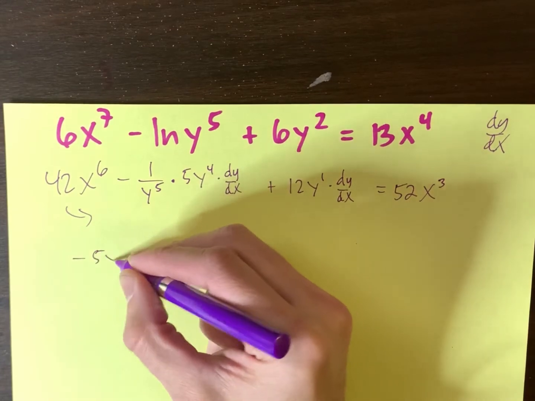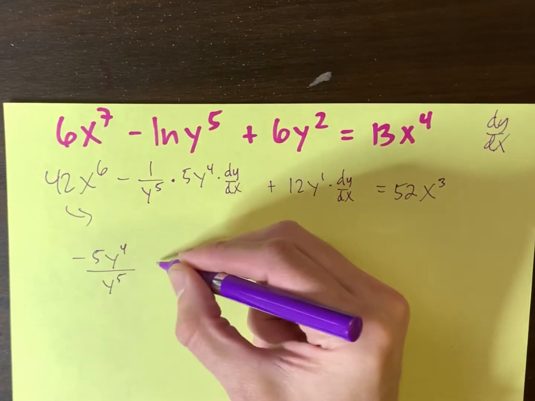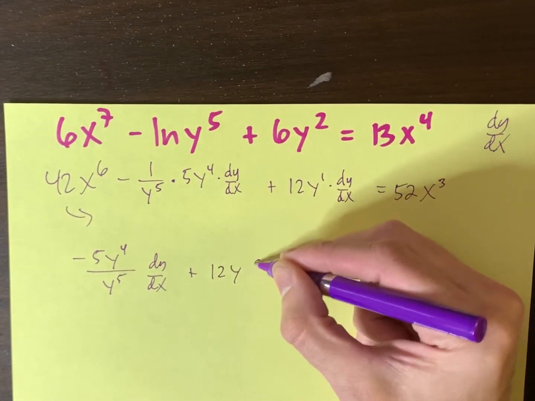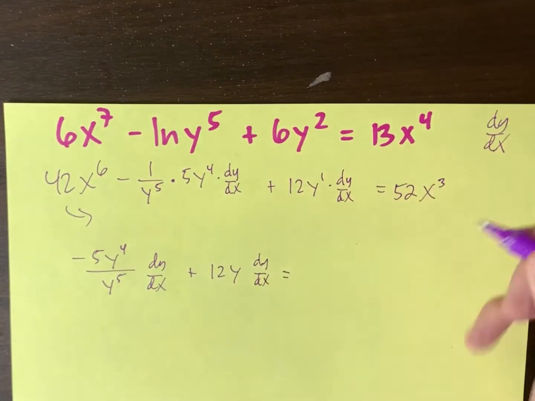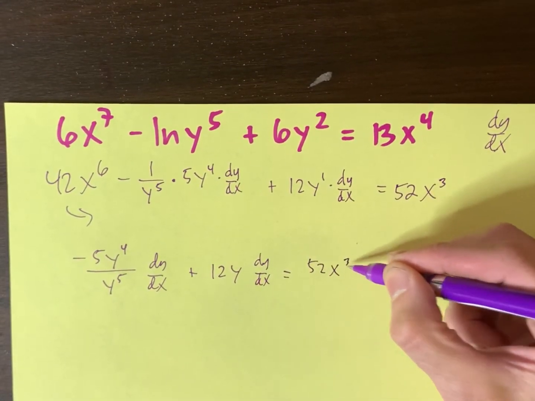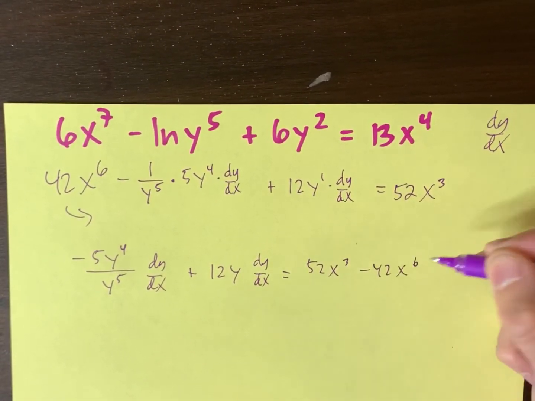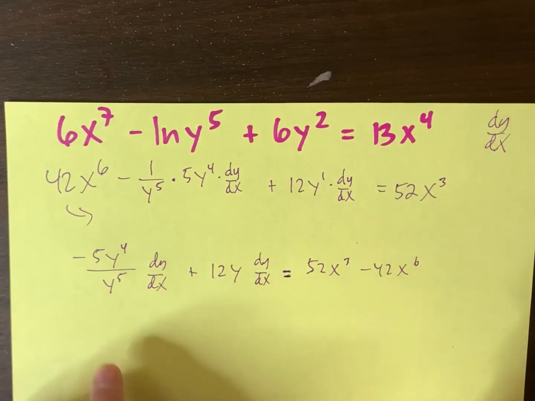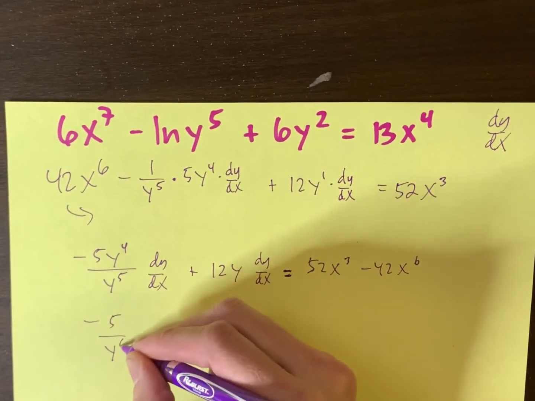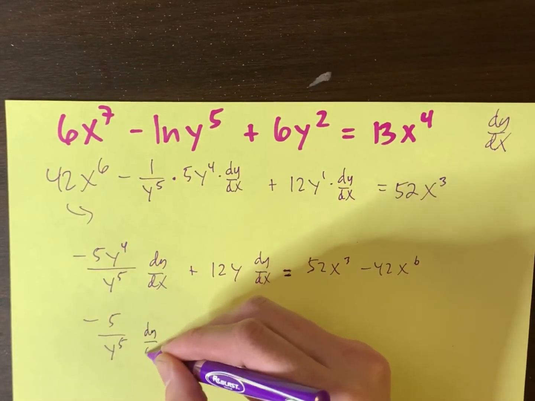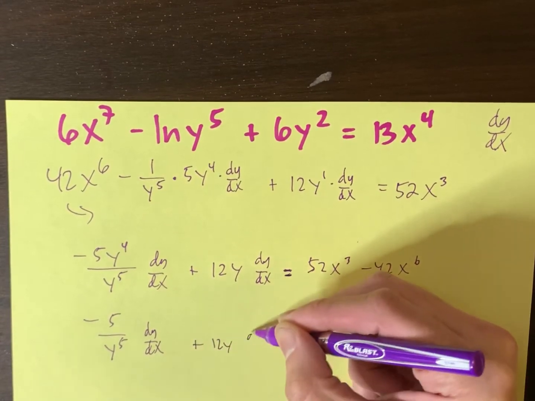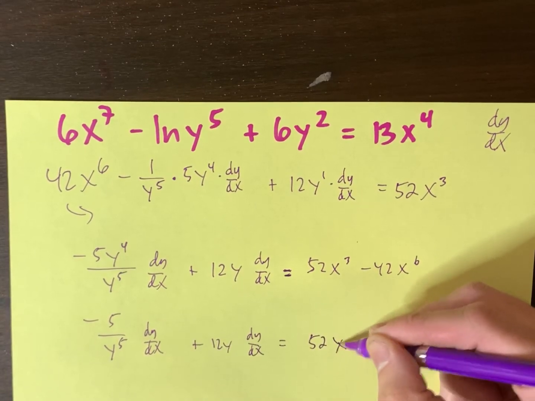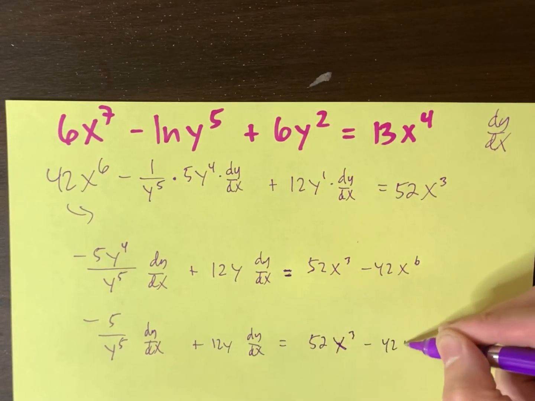Check it out. I have negative 5y to the fourth over y to the fifth dy/dx plus 12y dy/dx equals 52x to the third minus 42x to the sixth. And let's see, so I can simplify this. That'd be negative 5 over y to the fifth dy/dx plus 12y dy/dx. So a lot of little baby algebra. And that's an x right there. That's an x minus 42x to the sixth.